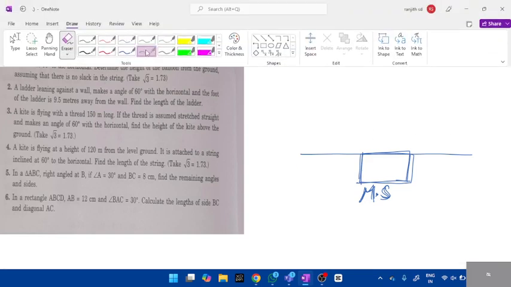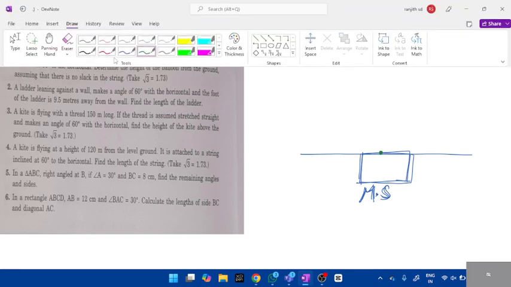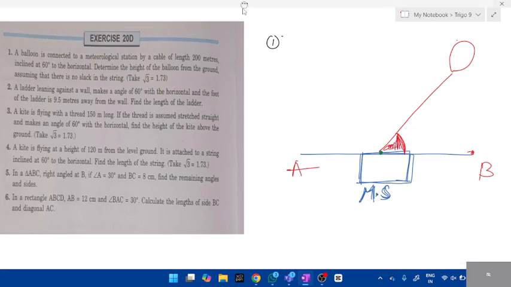Now look here, the question is, a balloon is connected to a meteorological station by a cable of length 200 meters, inclined at 60 degrees to the horizontal. Look, let me take a cable and connect the balloon here. Let me take a cable like this, and this is a balloon. It is inclined at 60 degrees to the horizontal. Look at this AB, students. Line AB is the horizontal. What is the angle formed here? 60 degrees.